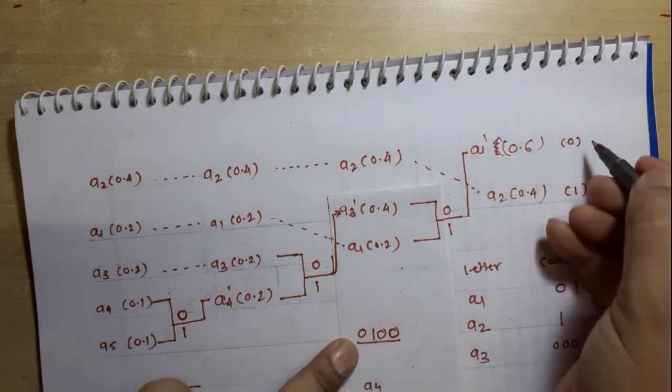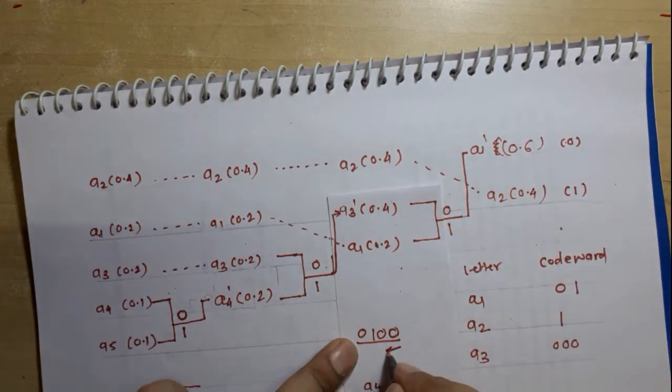लेकिन मुझे कोड लिखना है इधर से. So we'll read it from here. So A4 is equal to 0, 0, 1, 0. सिर्फ A वाला कोड आपको रिटर्न करके लिखना है रिवर्स में.